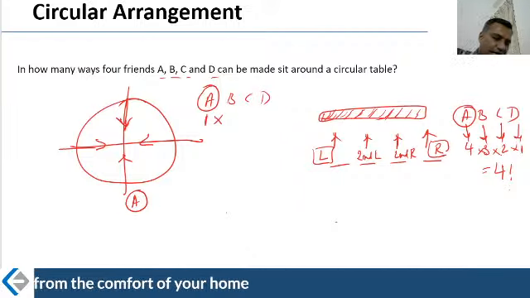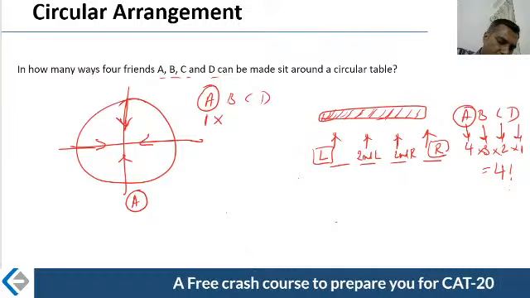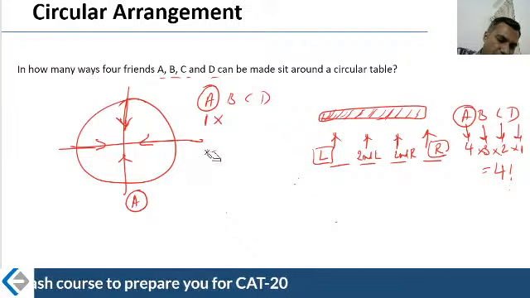That's it. You may say that A sitting here is different. No, it is not different, friends. If you want to bring this A to this particular position, simply rotate it by 90 degrees, and A comes here. Therefore, it does not matter. A sits in one way.